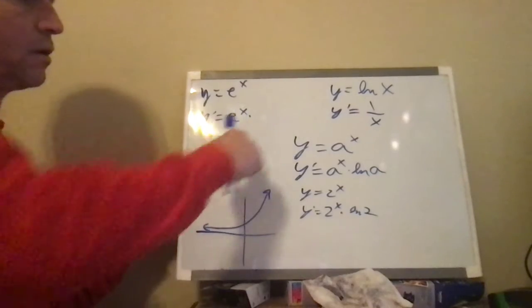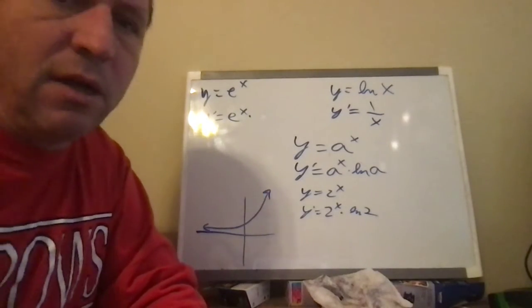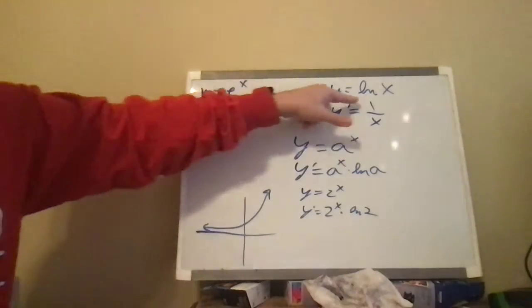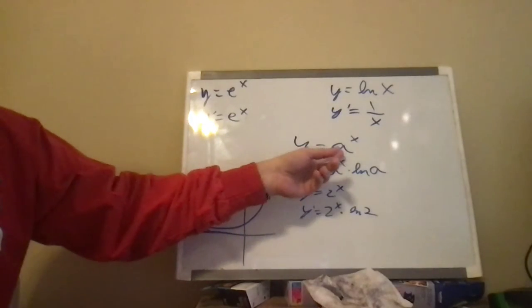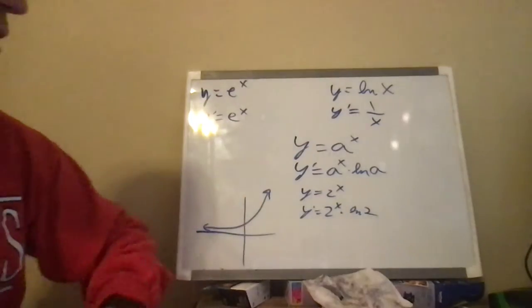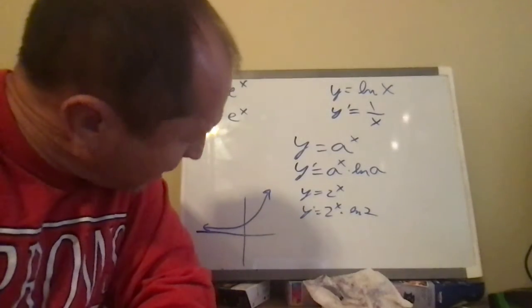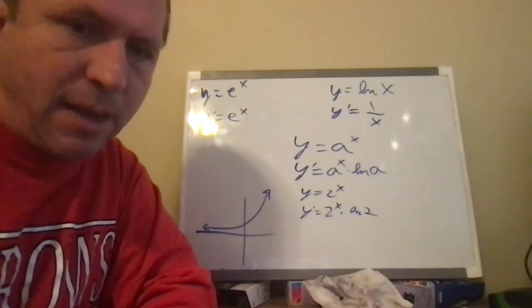So these are three of the functions that we're going to look at. The derivative of e to the x is itself, e to the x. The derivative of the natural log of x is 1 over x. And the derivative of a constant to the x power, basically an exponential function, is a to the x times the natural log of a.